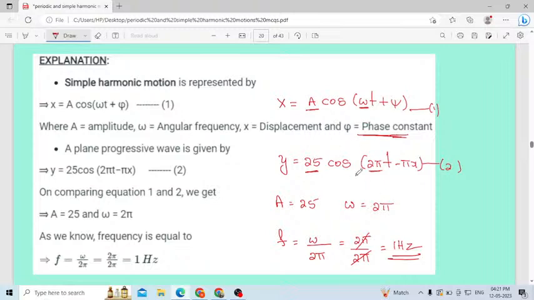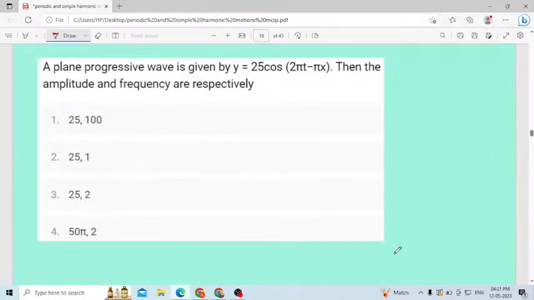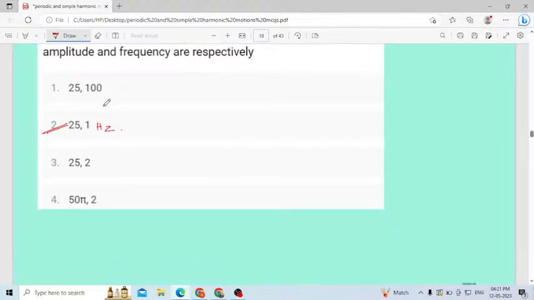Then compare both equations. The amplitude is 25. Then frequency, you know the formula, ω divided by 2π. Substitute the value of ω, 2π by 2π, it will be 1 hertz. Therefore the correct answer for this question is: amplitude is 25 and frequency is 1 hertz. Very simple, easy question.